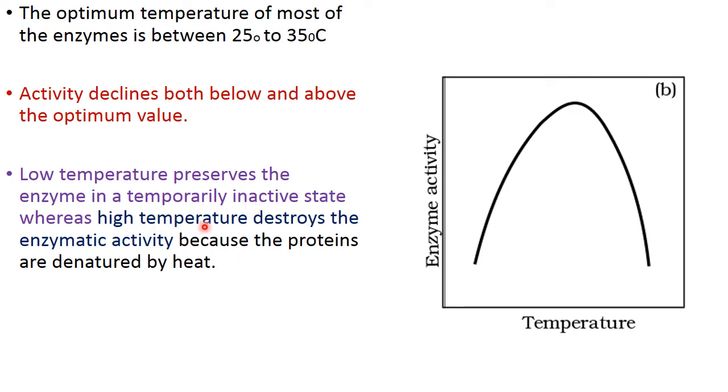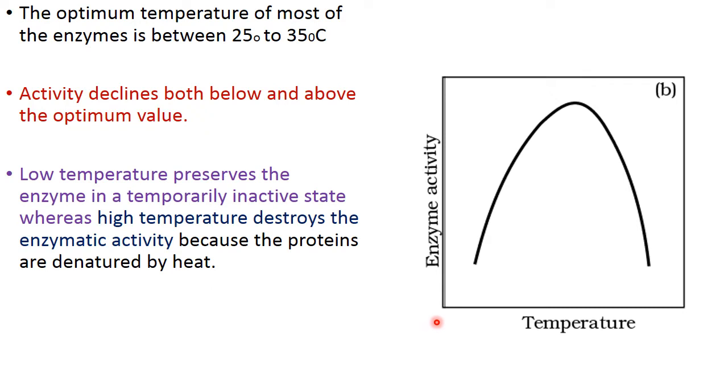But what will happen with high temperature? That is going to destroy the enzyme activity because it is going to break the hydrogen bonds holding the protein in the three-dimensional state and the protein will not function. It is going to lose its activity. So what we say is that the proteins will become denatured by heat.